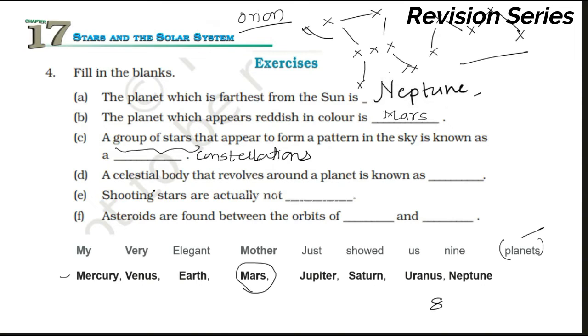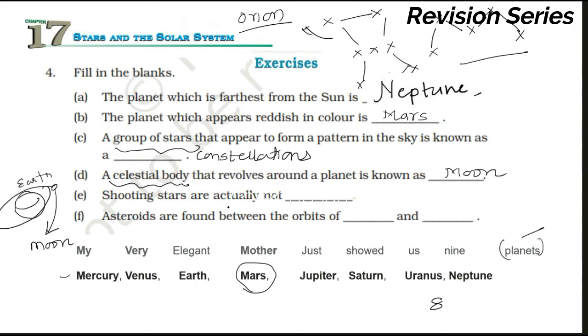Next, a celestial body that revolves around a planet is known as, well, a celestial body. All the bodies which we see in the sky are celestial bodies, but particularly some bodies revolve around a planet. For example, around the planet Earth, right? So this is Earth, and there is another body which is revolving around Earth, and what is that called? That is called a satellite or moon. Either you can write moon or satellite.